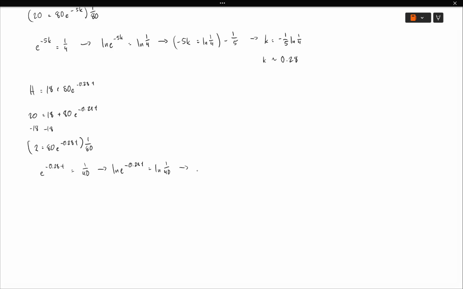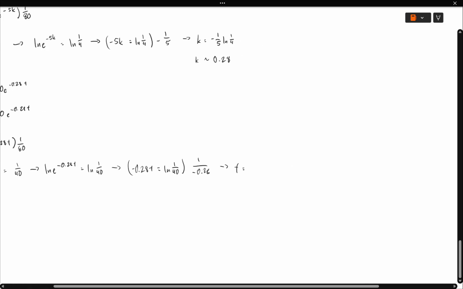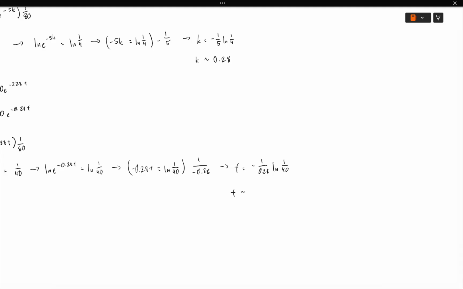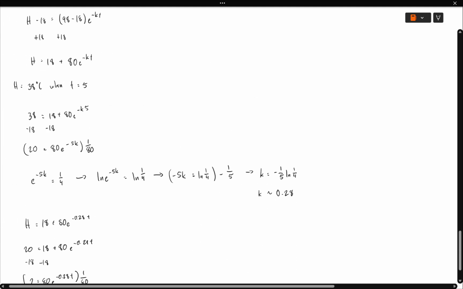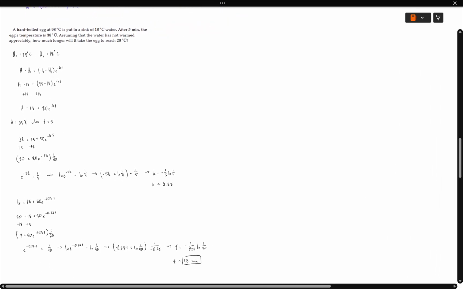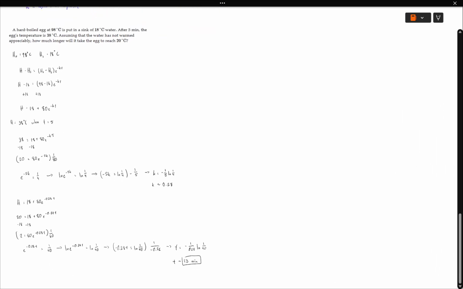You know what to do. This becomes negative 0.28 t equals ln 1 over 40. Divide both sides by negative 0.28. Then you get t equals negative 1 over 0.28 ln 1 over 40. t is approximately 13 minutes. There you go. That's how long it takes for the egg to become 20 degrees Celsius. And yeah, that's all there is to this kind of stuff.